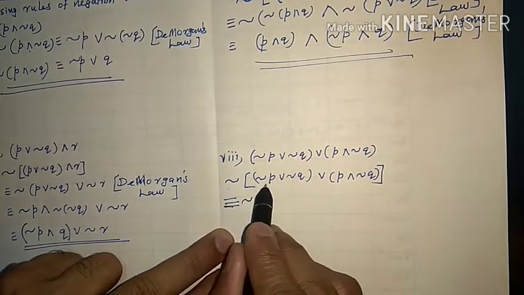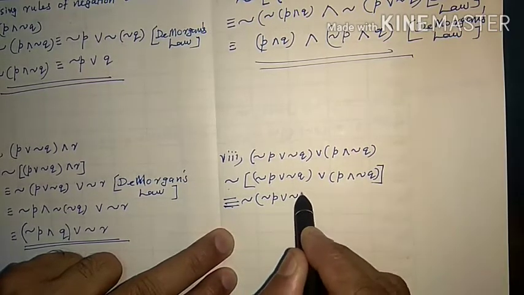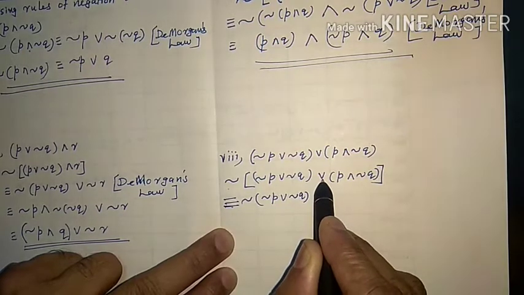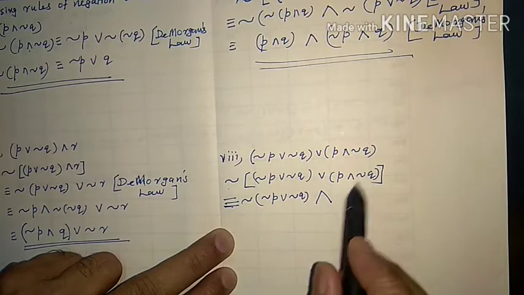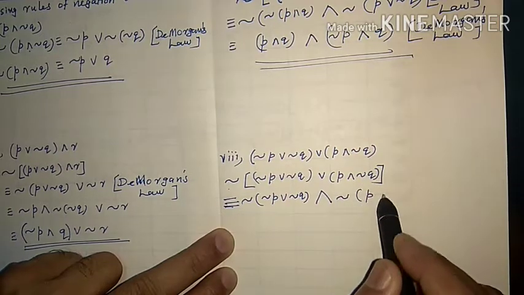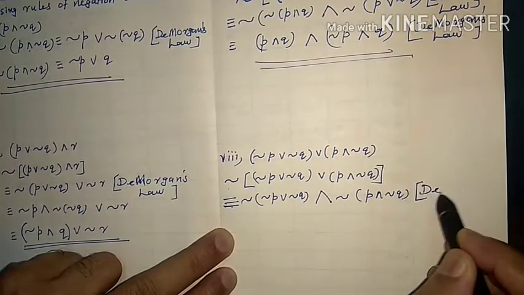This negation of the whole thing. Negation P, disjunction, negation Q. This conjunction, disjunction becomes conjunction, negation of the second part. Negation of P conjunction, negation Q. Which law? De Morgan's.